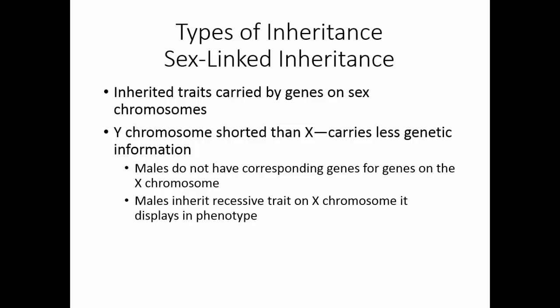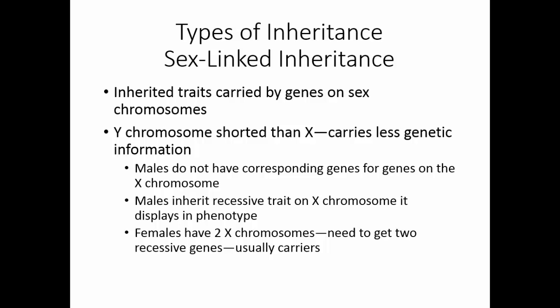If males inherit a recessive trait on the X chromosome, it's going to display in his phenotype. Because females have 2 X chromosomes, they would have to get 2 recessive genes. Females are usually carriers. Sex-linked traits are things like red-green color blindness and hemophilia.